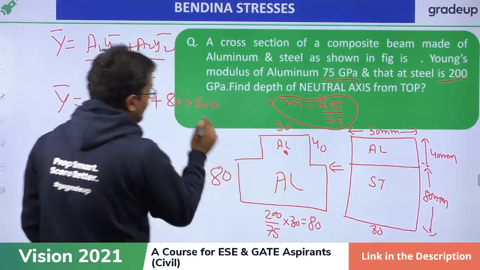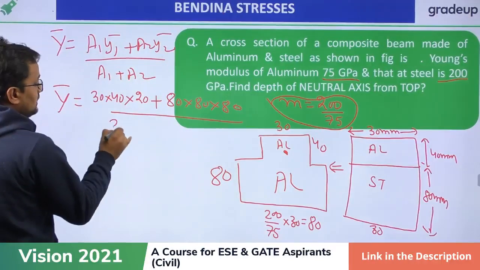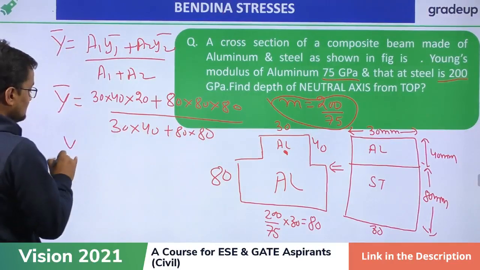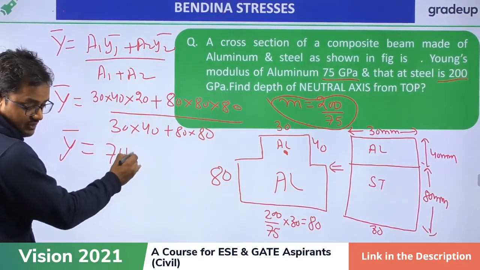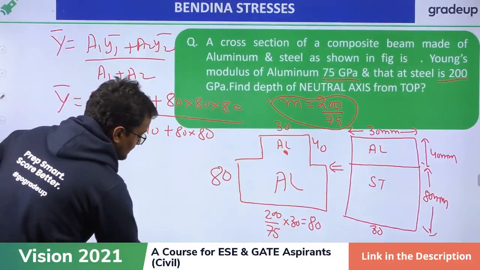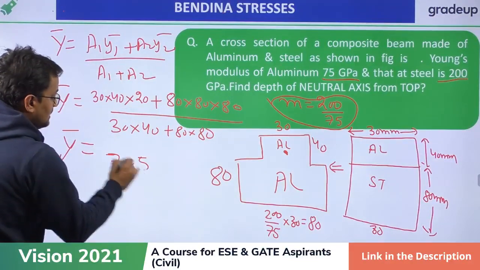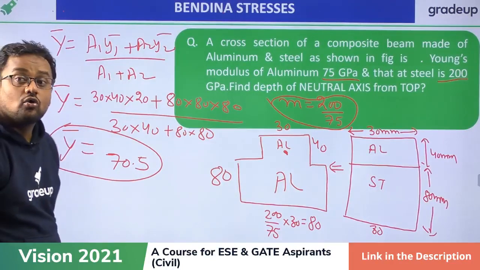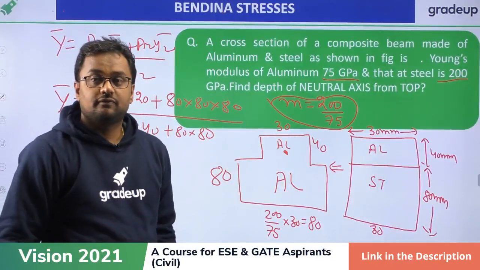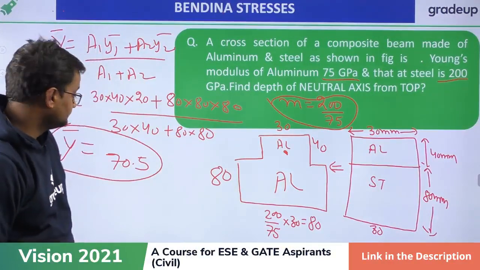This 40, this 40. 80 upon A1 plus A2. 30 into 40 plus 80 into 80. It will come as something around 70.5. You can calculate, I am not wasting time. Okay, now my dear friends, from top I have to calculate.